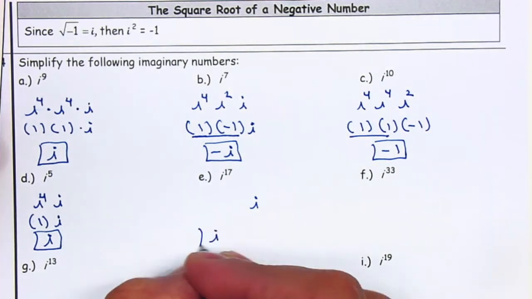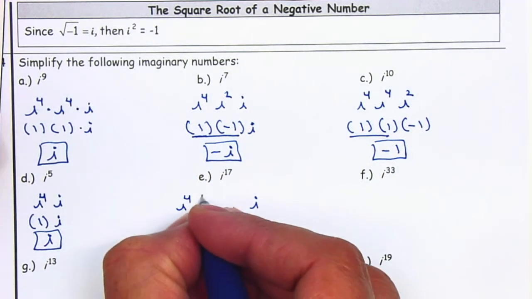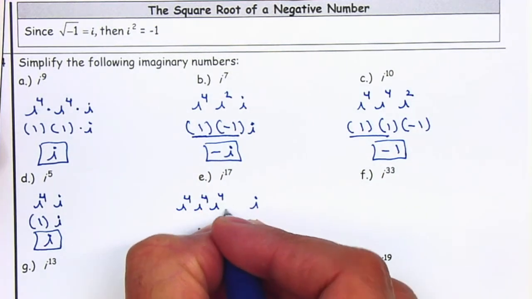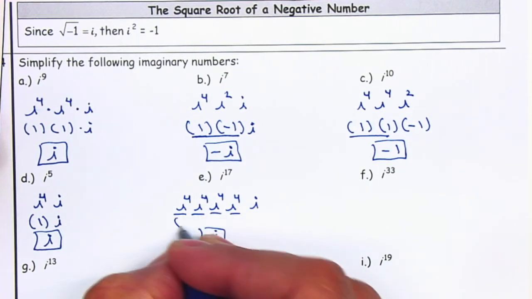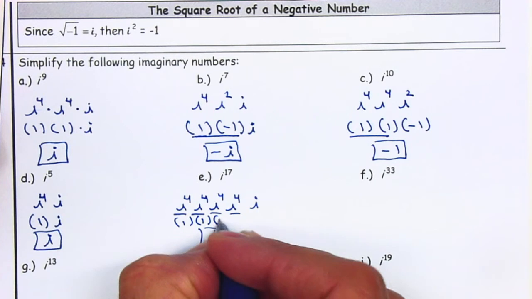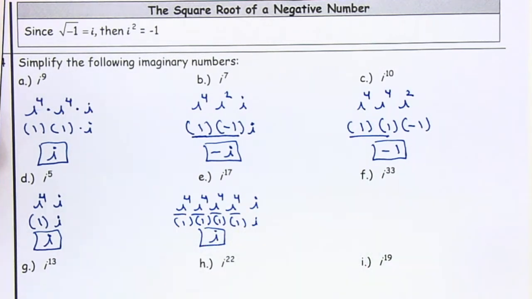Now, if you feel more comfortable rewriting all to the i to the 4th, so i to the 4th, i to the 4th, i to the 4th, and i to the 4th. Each one is 1. So 1 times 1 times 1 times 1. That gives me 1 times i will give me i.